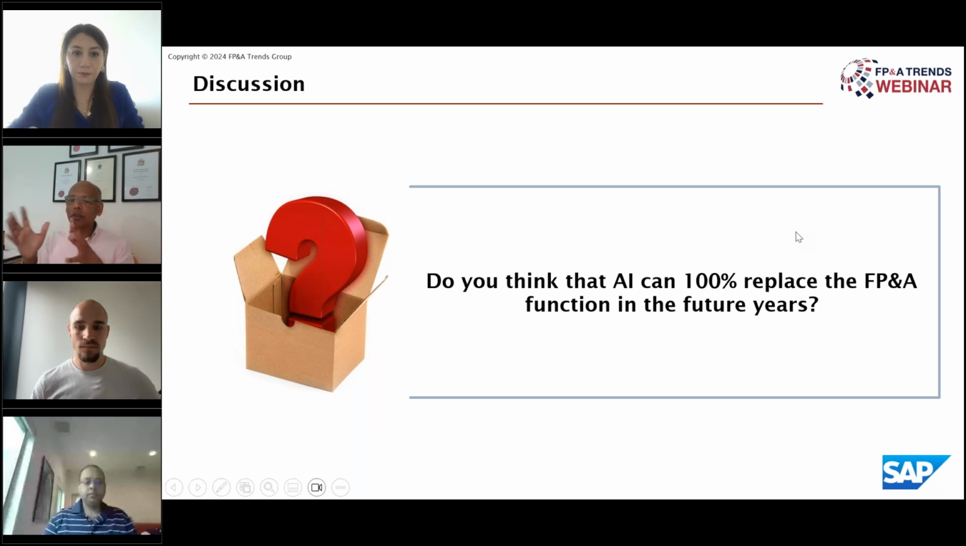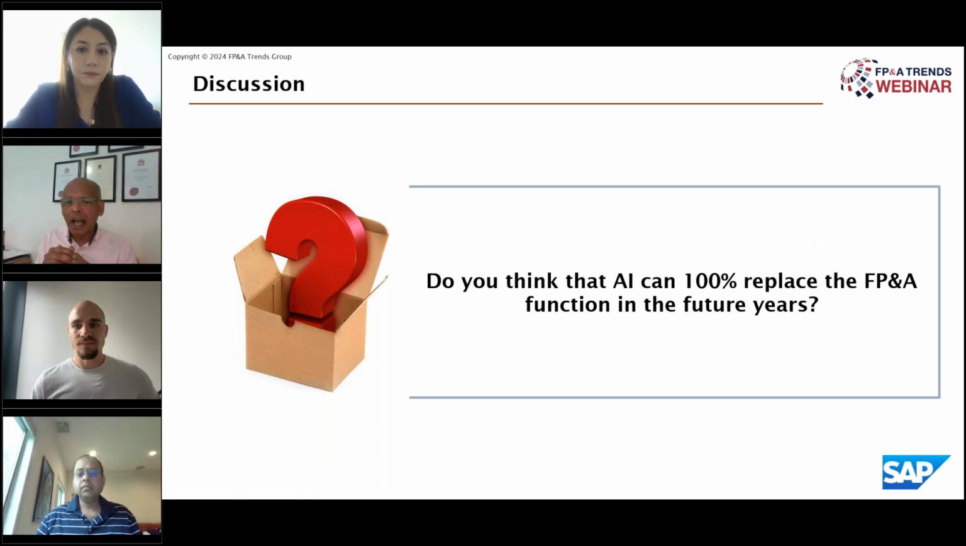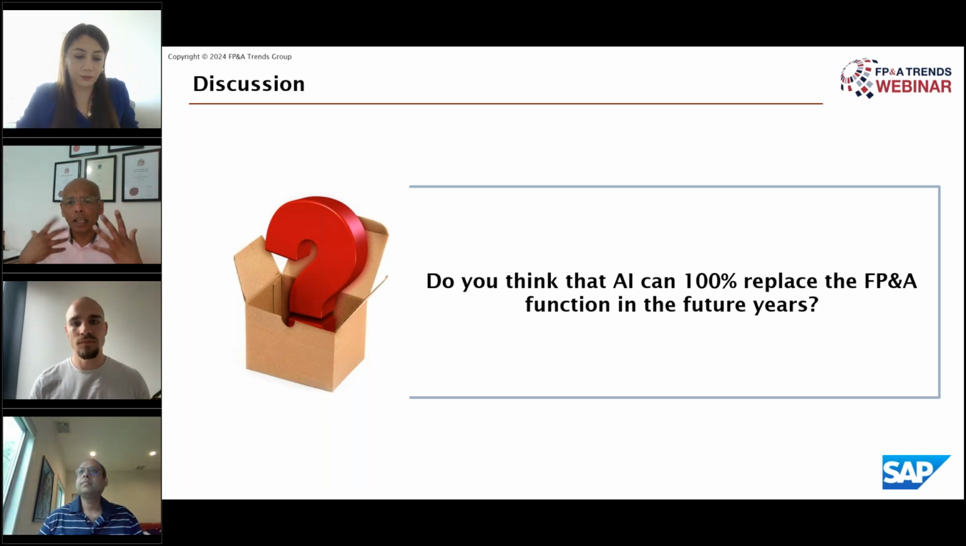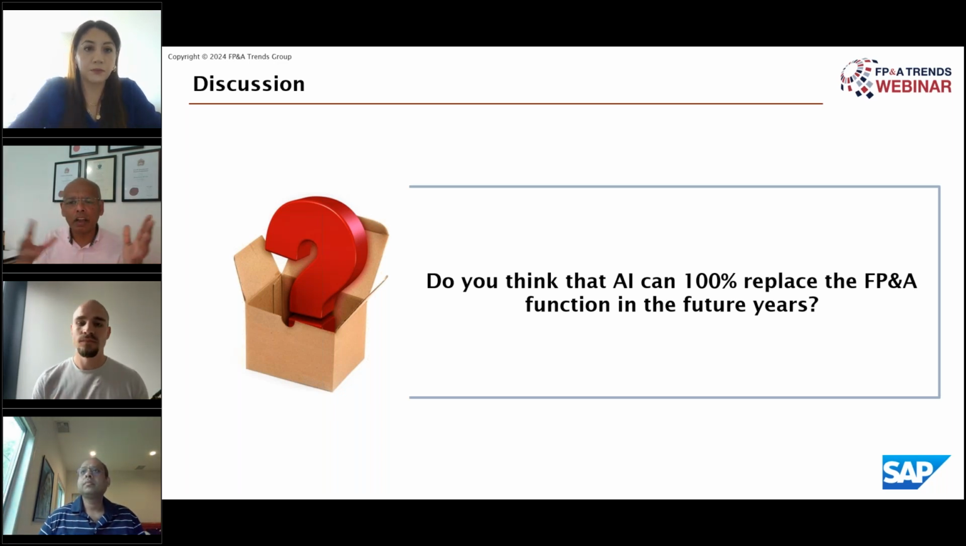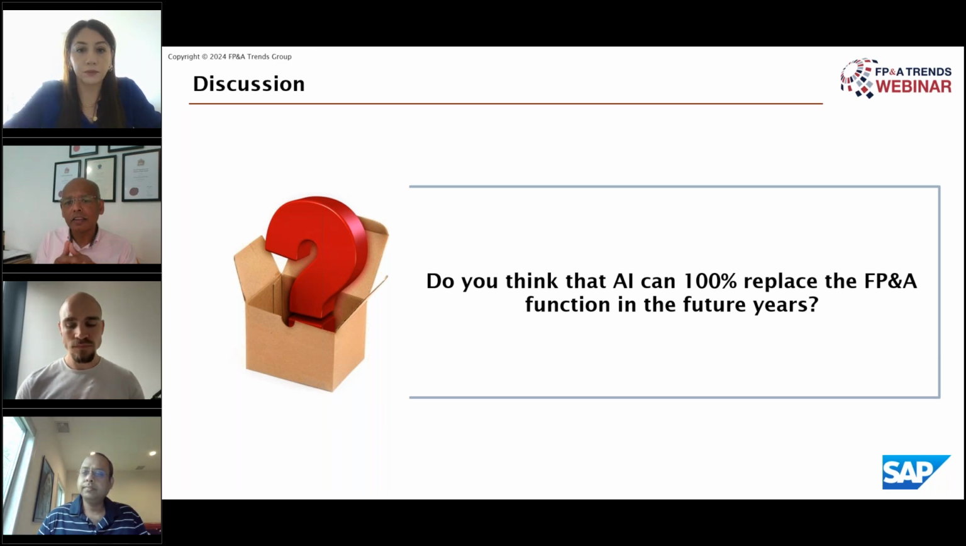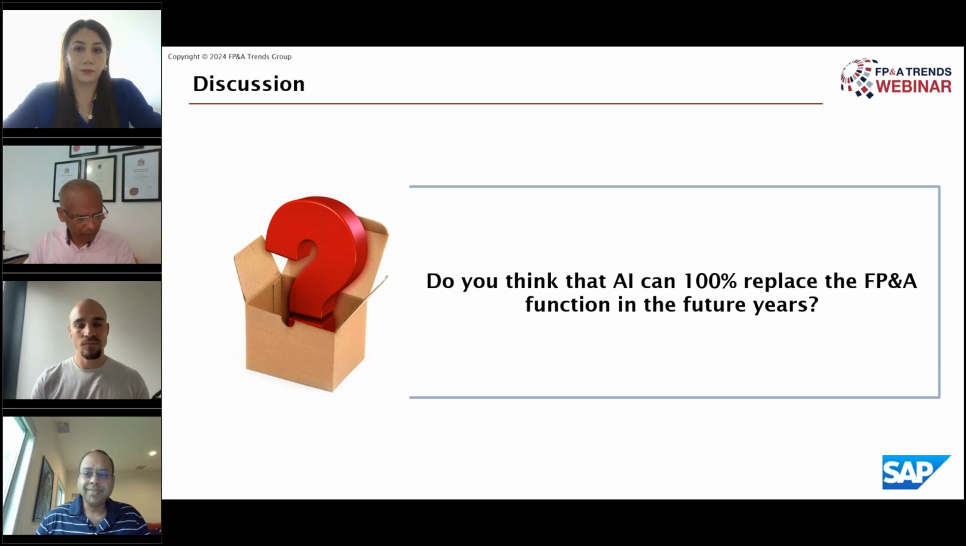Lena, you nicely closed off with that quote there. And this is a very interesting question that we keep on asking ourselves over the last few years: will AI in this instant fully replace the FP&A function in future years? So what do our panelists think? Saurabh, what are your thoughts?